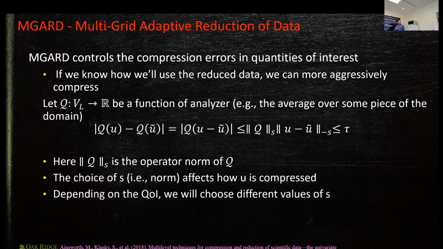But again, it's easy to look up what an L1 and L2 or L infinity is. But this is defining what we call an S norm. And the choice of S is really going to affect how you will be compressed, and it depends upon the quantities of interest. But what you're really saying here is that you can bound the errors of the quantities of interest for this S.